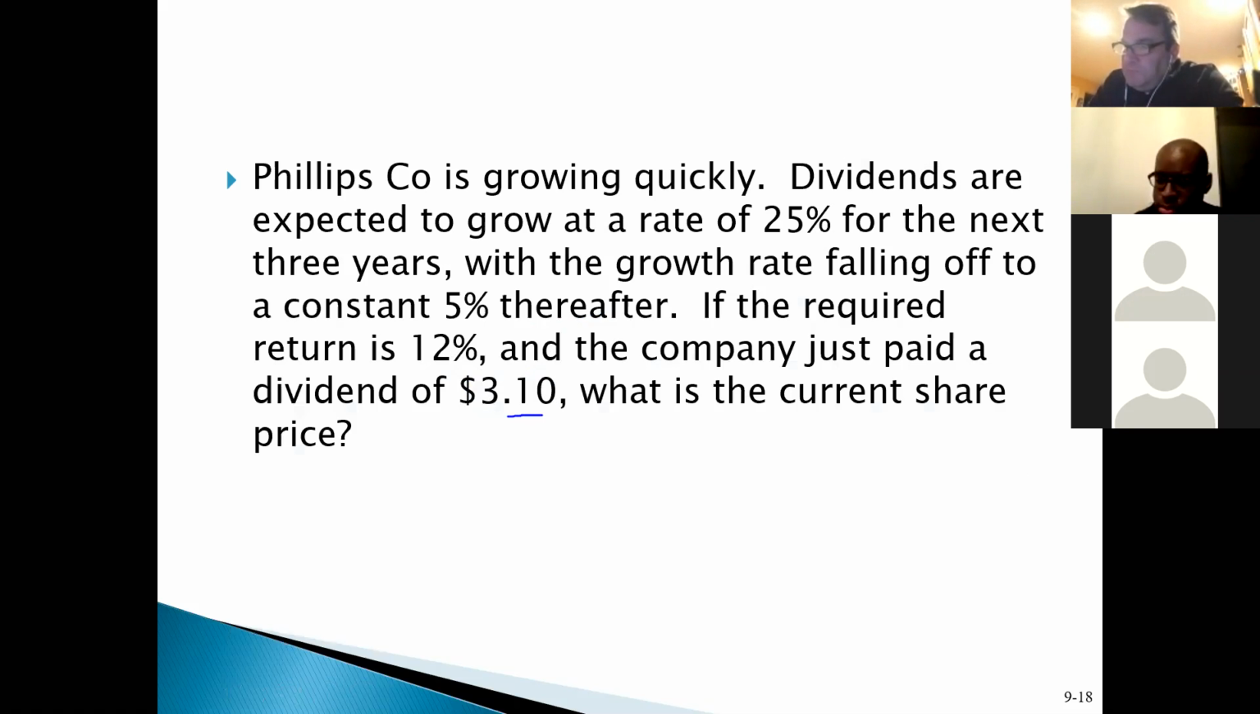But we've got these dividends for a few years. They're going to grow at 25%. So you need to find the dividends at the 25% level. And then you need to find the dividend when we start growing at a constant rate. Add that to the dividend in year 3, and then discount all of those cash flows back to today.